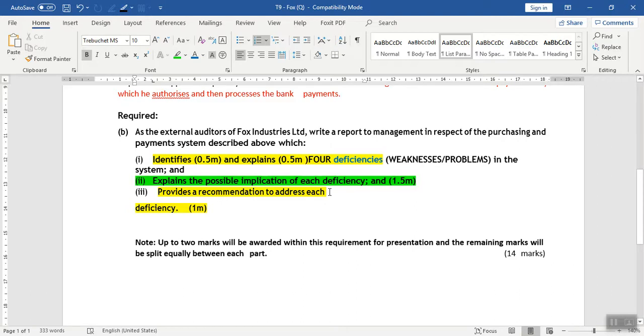One thing you have to be very clear about: provide a recommendation to address each deficiency. You have to say management, not auditor. If you tell me the auditor should do this and do that, 0 marks, because the auditor has no control over the company's system. The auditor's job is only to review and collect sufficient evidence to prove that the financial statements are in true and fair view.